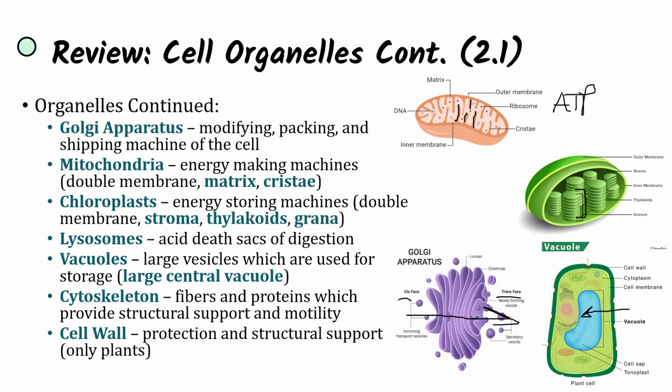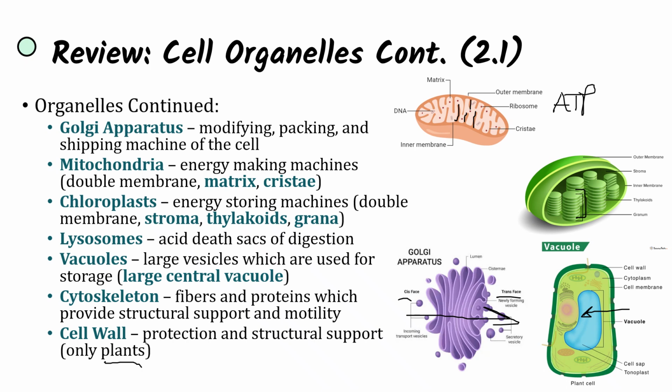Now, what holds the structure of the entire cell is the cytoskeleton, and these are fibers and proteins which provide structural support and motility, so they can also assist with movement. And they consist of microtubules, microfilaments, as well as the cilia and flagella, which are small movement objects outside of the cell that can propel. Lastly, we have the cell wall, which is used for protection and structural support, and it is only located within plant cells. Animal cells only have a membrane, while plant cells have both a membrane and the cell wall.